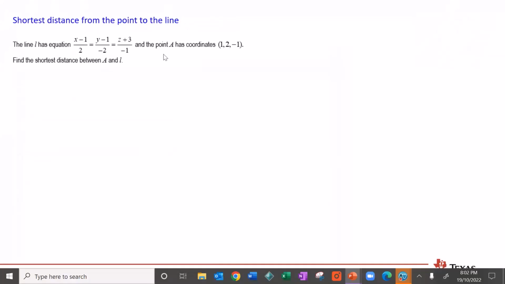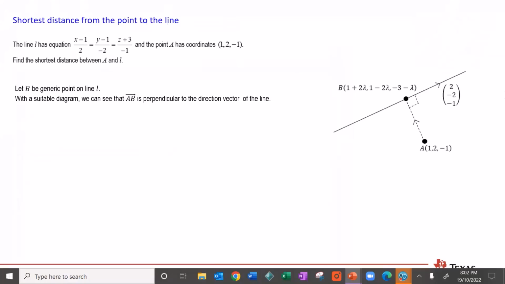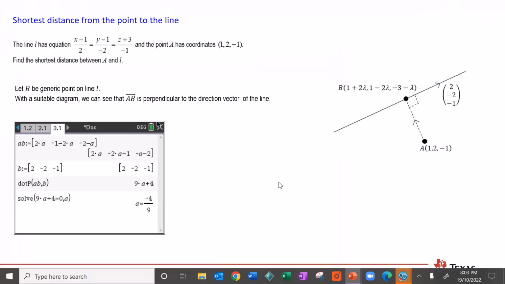Shortest distance from a point to a line: I'm not sure whether questions like that will appear, but of course, that's one of the applications. If we imagine our straight line, we can take any generic point on it given in parametric form, and we have point A. If we find AB and dot it with the direction vector of our straight line and equate it to 0, we'll find the parameter. Once we have the parameter, we can find the shortest distance.